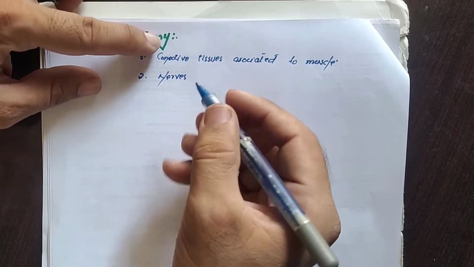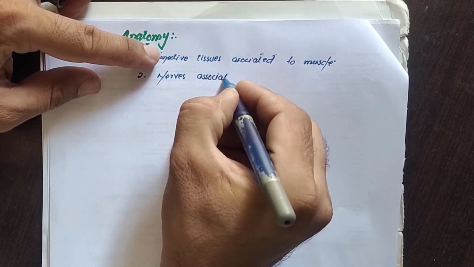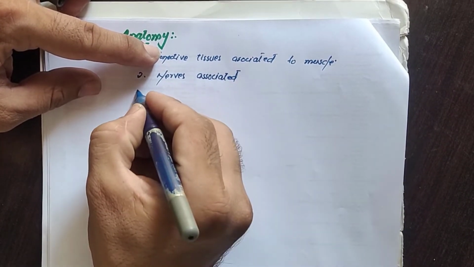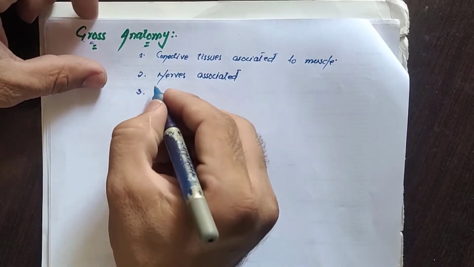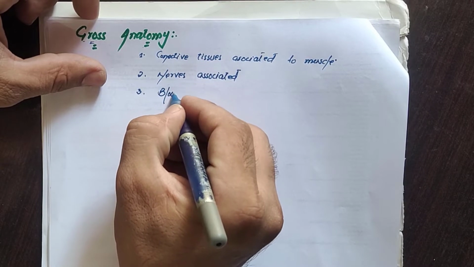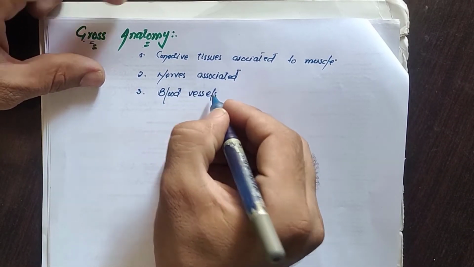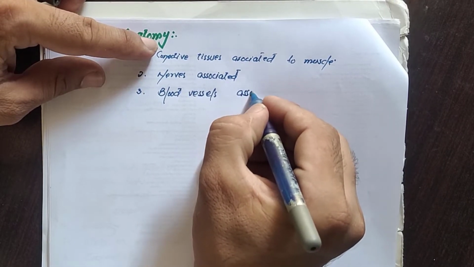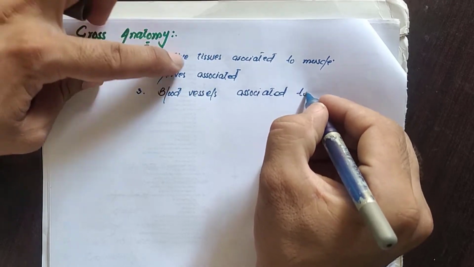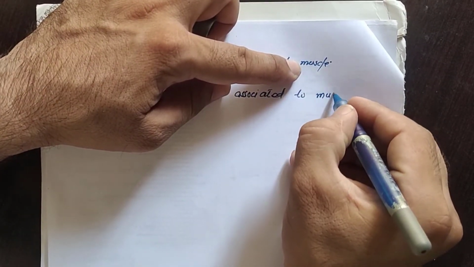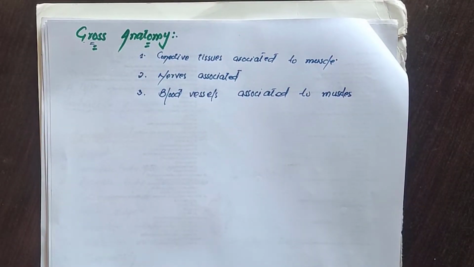So there will be nerves associated, right? And the third important factor which we can see in a muscle with our own eyes are the blood vessels, arteries and veins. The blood vessels associated to muscle, right? Now I'll make a diagram here and we will see all these and I will clear your concepts.